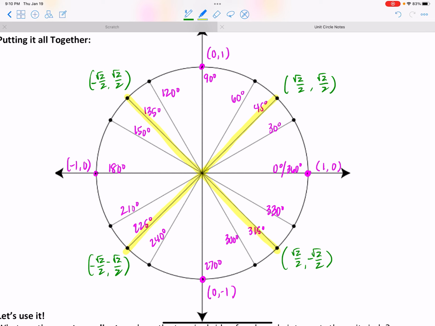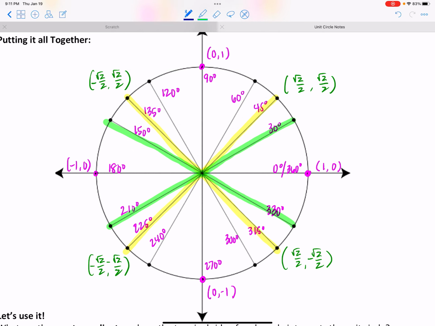Now let's look at the 30 degree. Okay, which other angles have the 30 degree reference angle? So the 30 degrees away from the x-axis there, 30 degrees away from the x-axis there, 30 degrees away there, and 30 degrees away there. So all those angles have a 30 degree reference angle. All of those intersect the unit circle at the same place.